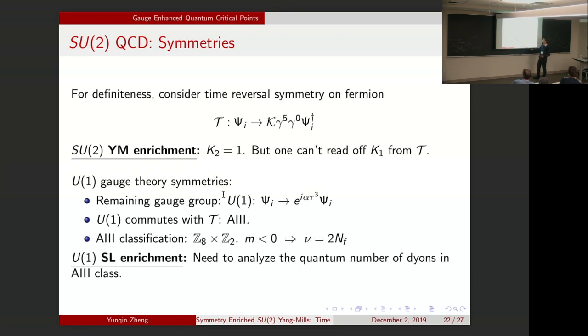The Z8 is characterized by a topological index mu, which counts the number of fermions charged on the U1. Here, because each fundamental fermion of SU2 carries charge and contributes two fermions charged on the U1, the total topological index is 2 times that. So now these are the symmetry aspects, and we can proceed to discuss the quantum numbers of the anyons in the A3 class.